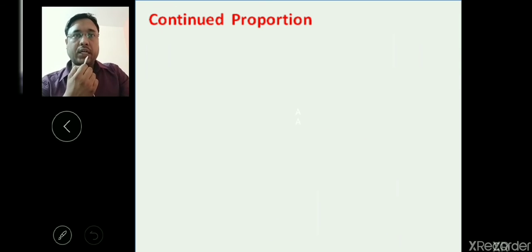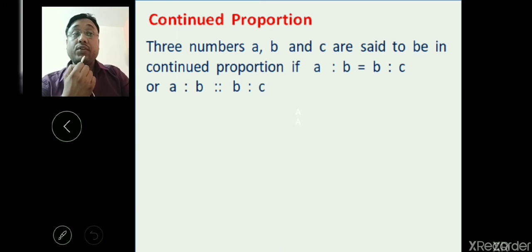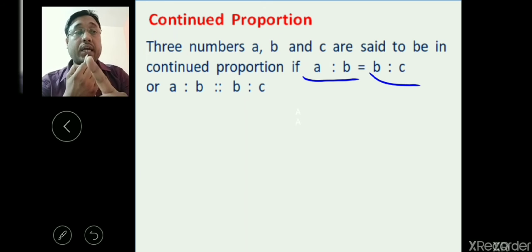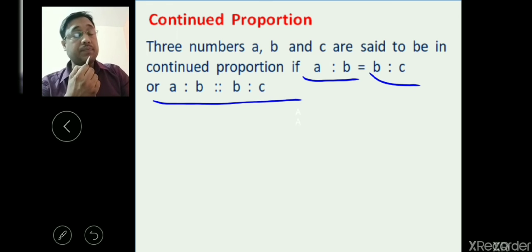Now you have to understand continued proportion. What is continued proportion? We are talking about three numbers here. If three numbers A, B and C are said to be in continued proportion, it is when the ratio of the first and second is equal to the ratio of the second and third. Listen clearly: the ratio of first and second is equal to the ratio of second and third. That means A is to B equals B is to C, and here the second and third number is the same, that is B only. In other words, we can write it as A is to B is proportional to B is to C.